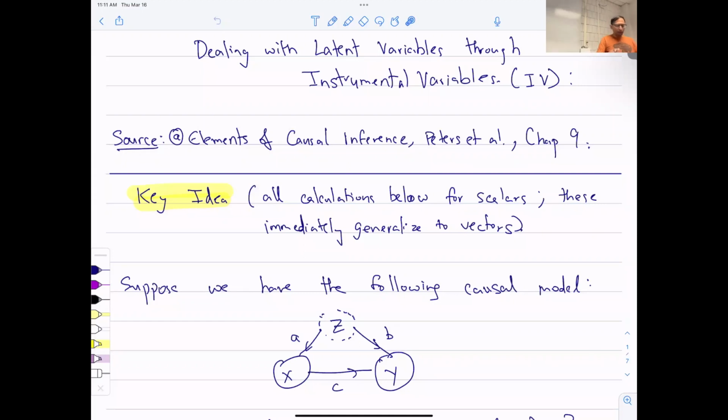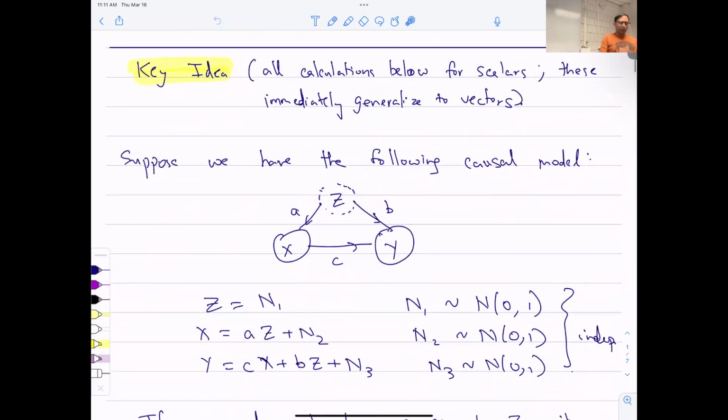So I'm going to do it with scalars so that you can see the ideas completely here, and then the vector version will all follow. Suppose you have the following directed model. I'll just do a stylized problem and then I'll tell you why this is interesting afterwards. Z is a Gaussian, zero mean unit variance, N(0,1). X is some linear transformation of Z, but with new noise added to it.